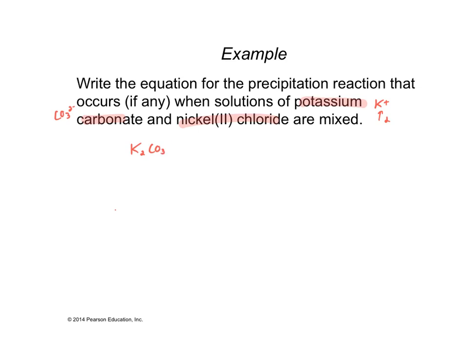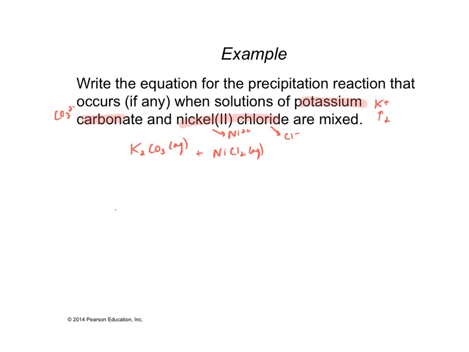K2CO3, right? And again, this is soluble, because all of the reactants in a precipitation reaction are soluble. I'm going to combine this with nickel 2 chloride. Nickel 2 tells me this is Ni2+. Chloride forms a 1- ion, so I'm combining this with two chlorides: NiCl2. Again, this is soluble, okay?